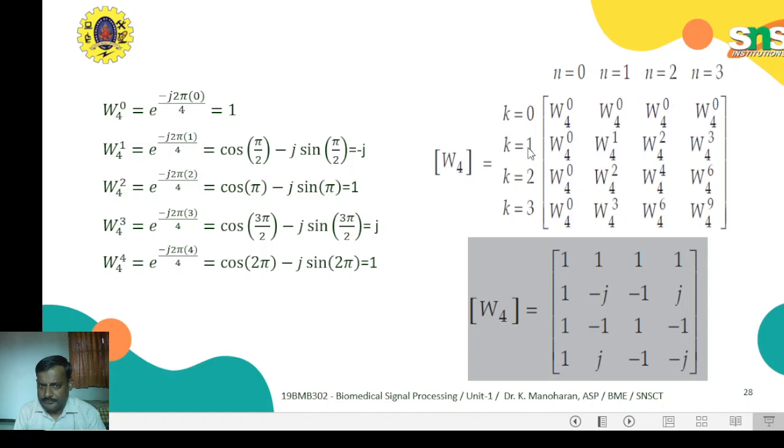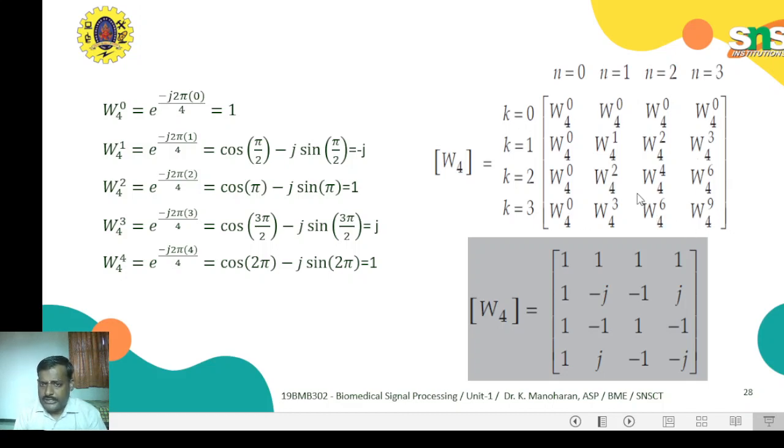Similarly, look at this 1. So 1 into 0 will be 0, 1 into 1 will be 1, 1 into 2 will be 2, and 1 into 3 will be 3 here. Look at this 2. So 2 into 0 will be 0, 2 into 1 will be 2, 2 into 2 will be 4, and 2 into 3 will be 6 here. Look at this 3, which should be multiplied with this. 3 into 0 will be 0, 3 into 1 will be 3, 3 into 2 will be 6, and 3 into 3 will be 9.